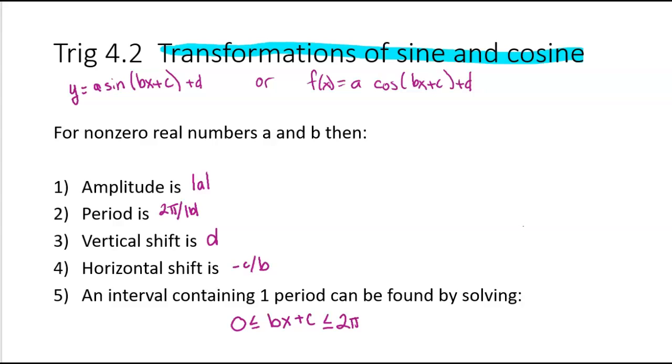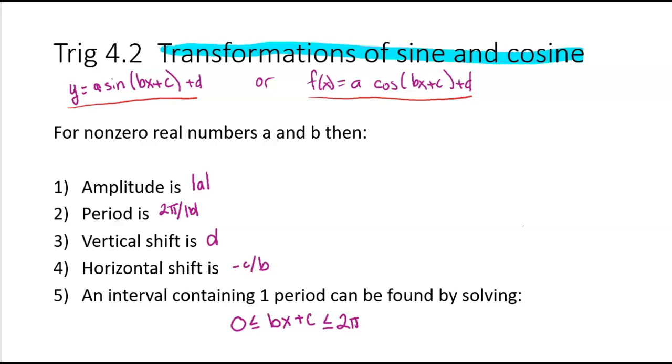So we have some new letters that we're going to add. Okay, and so here's our two equations, sine and cosine. All right, please make sure you write those down. Notice that again, we can interchange the y and the f of x because these are functions. They pass the vertical line test.